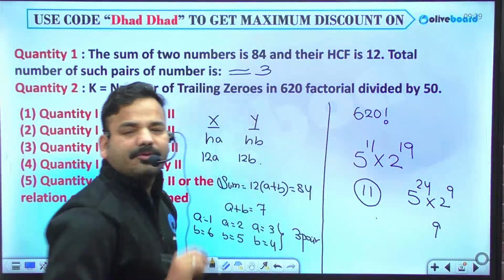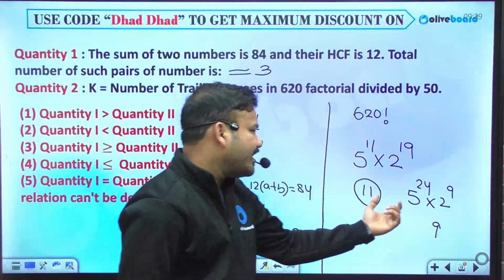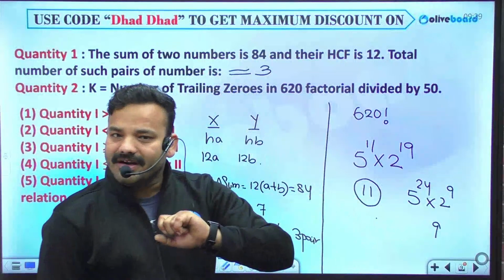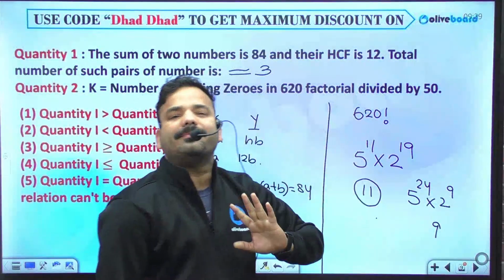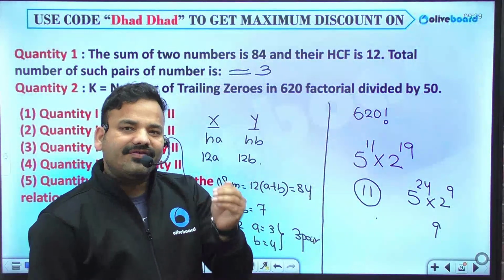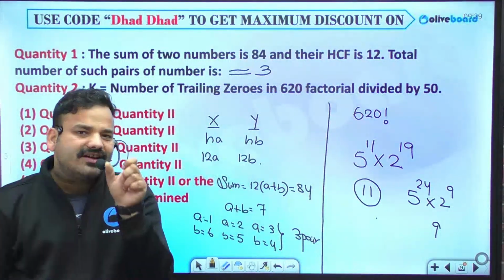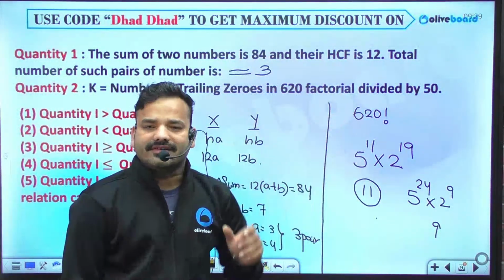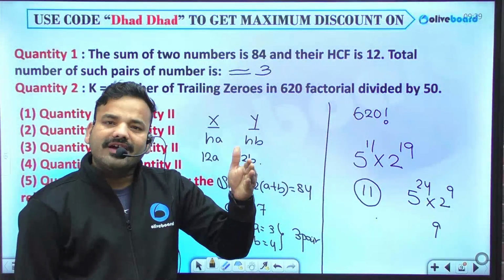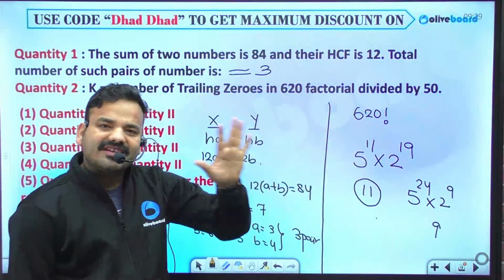It depends upon the possible pairs of 5 and 2. How many pairs are possible? Depending upon the nature of किसके पास ज़्यादा 5 है, किसके पास 2 है. Either 5 will be more or 2 will be more. In 620 factorial, 620 factorial is 1 into 2 into 3 into 4 into 5 into 6, like this. So number of 2's are immense numbers. 5 की संख्या हमेशा कम है इसमें.